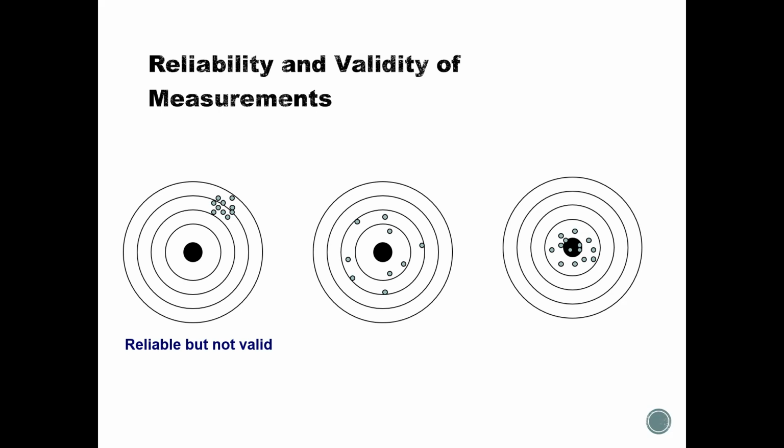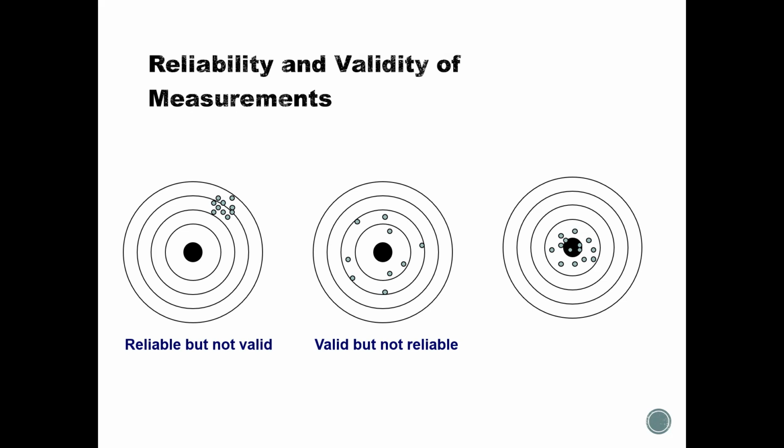In the second diagram, if you see, we have again collected the data, and the data points are somehow scattered around the black spot. Now, if you see this diagram, you can say these are not reliable, because every time you measure, you're getting different data points at different places. So they are not close to each other. So they are not reliable, but they are valid in the sense they are very close to the dark spot in the center. So with this diagram, this is valid, but they are not reliable.